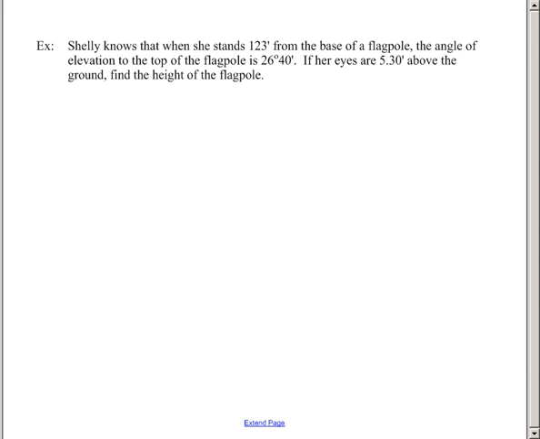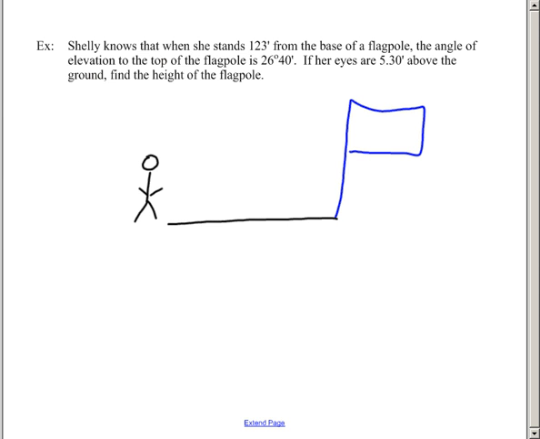Okay, first word problem. Shelley knows that when she stands 123 feet from the base of the flagpole, the angle of elevation to the top of the flagpole is 26 degrees 40 minutes. If her eyes are 5.30 feet above the ground, find the height. Okay, let's draw us a flag. Now, guys, I just can't draw. Y'all hang with me. We've got a flagpole, and we've got a person standing. If she's a girl, we'll give her some red hair. Standing here at the flagpole.